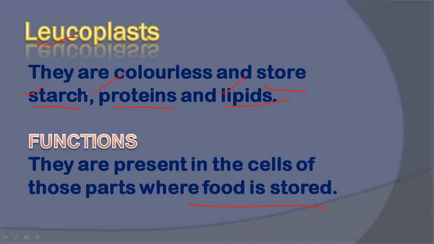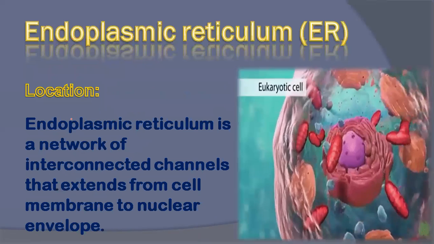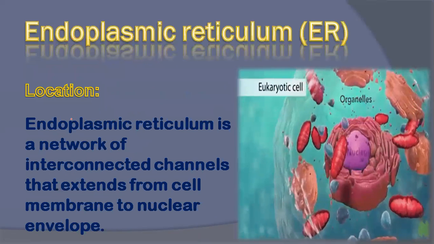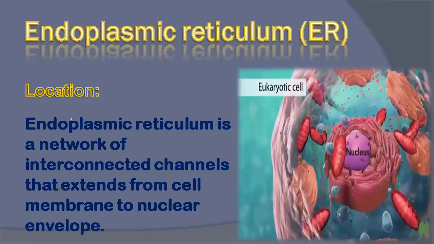So starch is a big molecule that is called a macromolecule, made of carbohydrates. The large molecule of carbohydrate, that is starch, is the stored food of plants. Okay. So up to here, we have discussed a lot about chloroplast. I hope you understood it well.